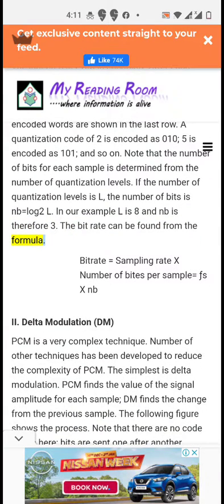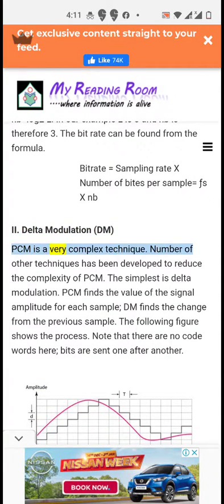The bit rate can be found from the formula. Bit rate equals sampling rate times number of bits per sample equals fs times nb. Delta modulation, DM. PCM is a very complex technique. A number of other techniques have been developed to reduce the complexity of PCM. The simplest is delta modulation.